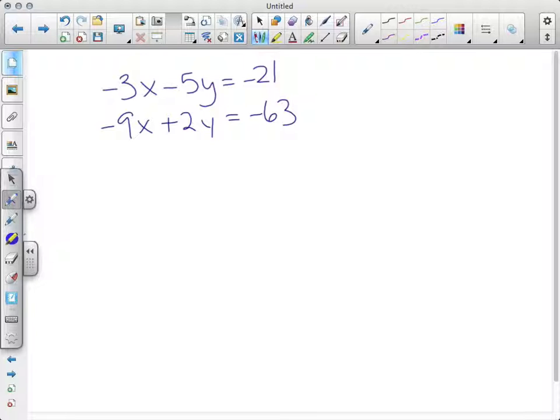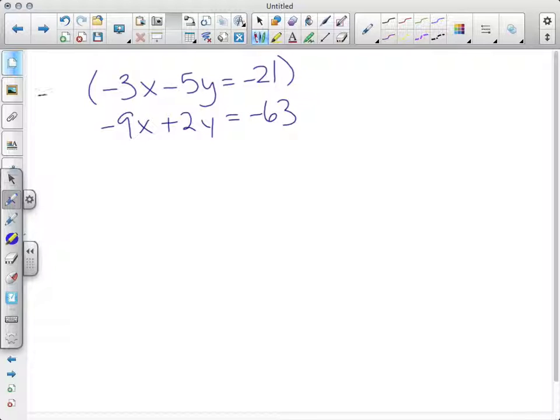And if I look at the x's, 3 and 9, there's a factor there. 5 and 2, there isn't. There's nothing I can multiply by 2 to give me 5. And there's not really any nice whole numbers I can multiply by 5 to give me 2. It doesn't always have to be a whole number, but we want to stick with easier. Easier is always better. So I want to make it a positive 9x, so that positive 9x minus 9x will cancel out.